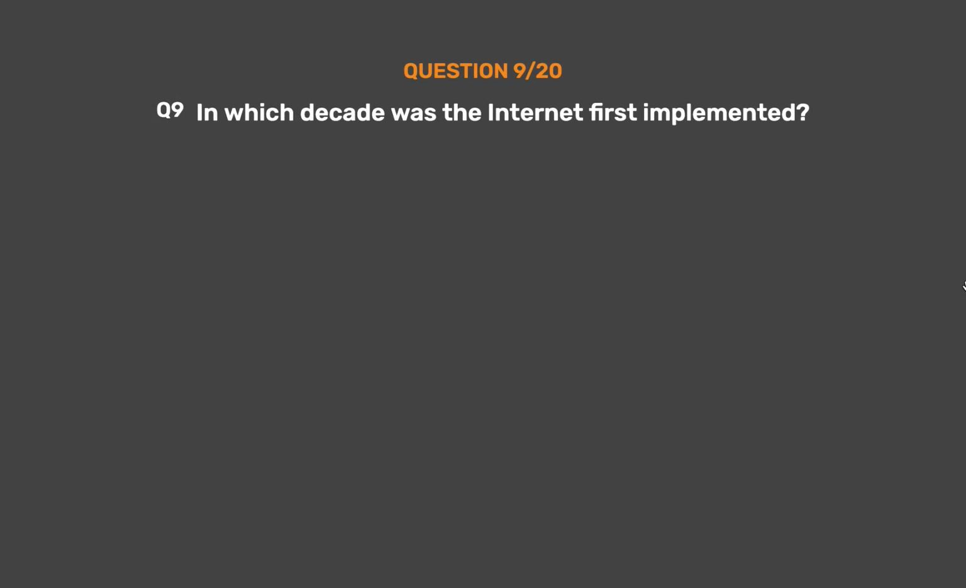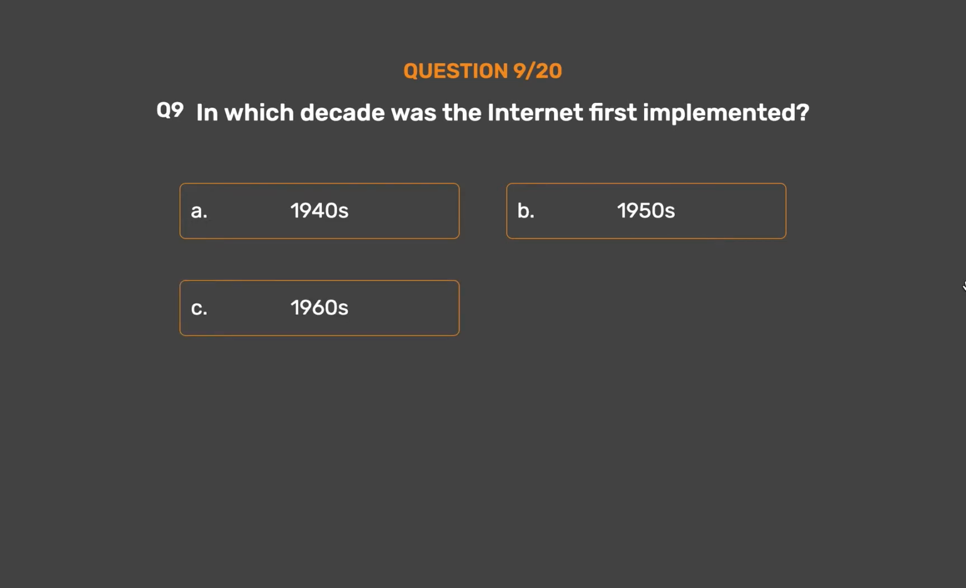Question number 9. In which decade was the Internet first implemented? Option A, 1940s. Option B, 1950s. Option C, 1960s. Option D, 1980s.